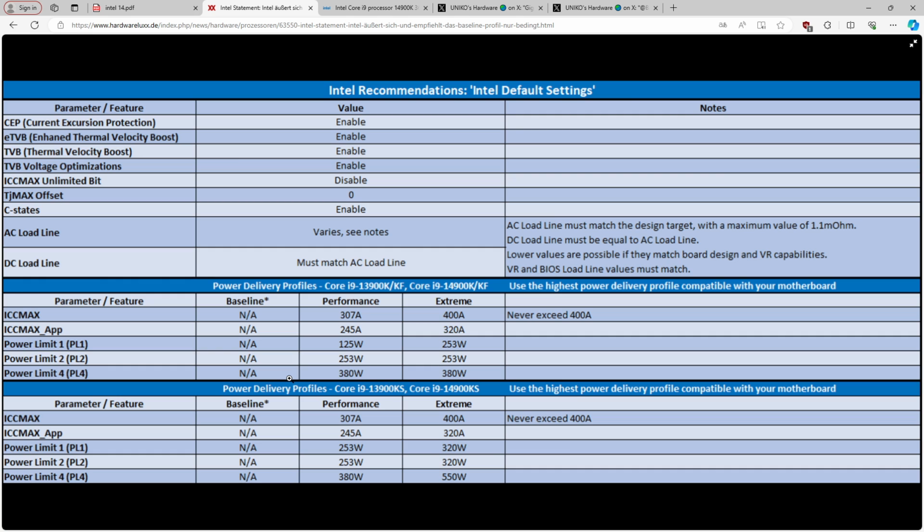That's like a peak power limit. Honestly, I think that's mostly handled by ICC Max already, because if you set this to 400 amps, that basically acts like an average power limit of 320 watts-ish. Yeah, something around 320 to 350 watts.